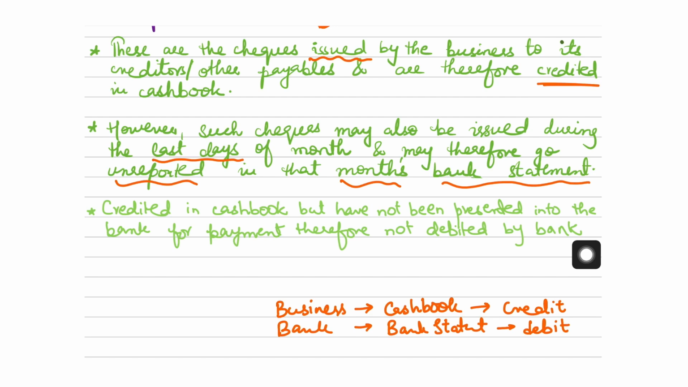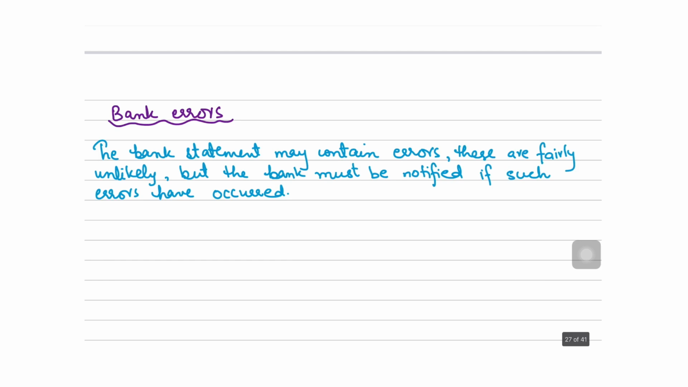Again, what we debit is shown on the credit side of the bank statement, and what we credit is shown on the debit side of the bank statement, right? So these are the main two causes of differences that will be adjusted through the bank reconciliation statement, and its format I'll show you in a bit. The last reason could be bank errors, as we saw for items present in the bank statement but not in the cash book.